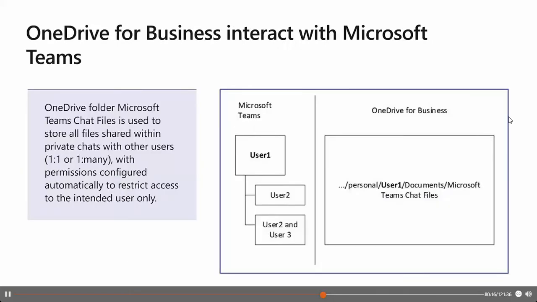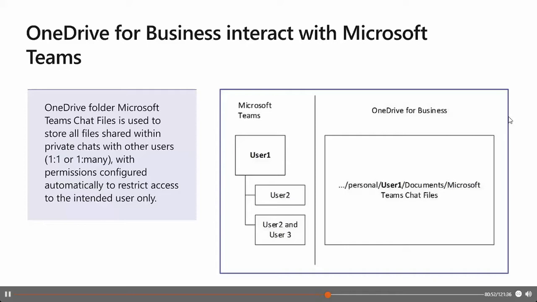In the following figure you see exactly how OneDrive for Business interacts with Microsoft Teams. So you see the Microsoft Teams structure, user 1, user 2, and user 3. We will have a OneDrive representation in OneDrive for Business like personal/user1, documents, Microsoft Teams chat files. I already mentioned that the OneDrive folder for Microsoft Teams chat files is used to store all the files that are shared within the private chats with other users, like one-to-ones or one-to-many.